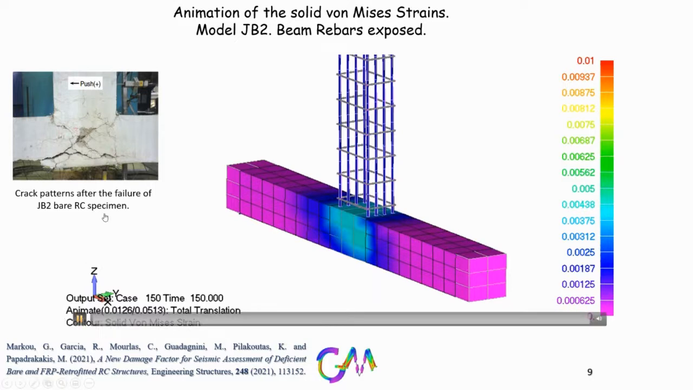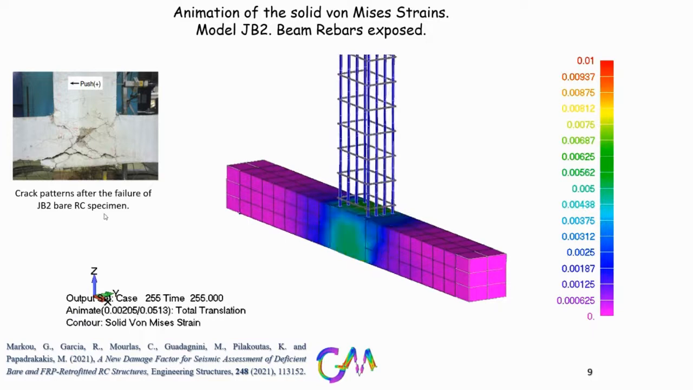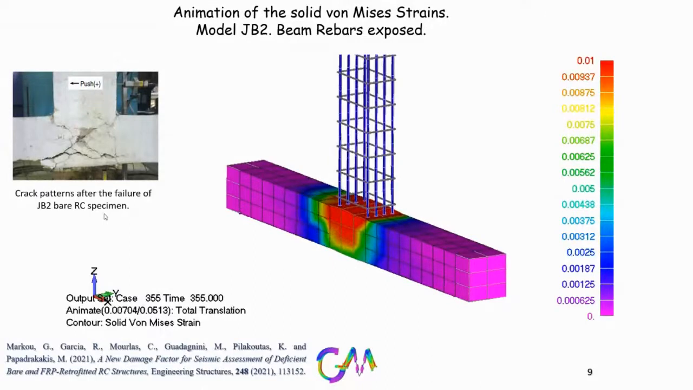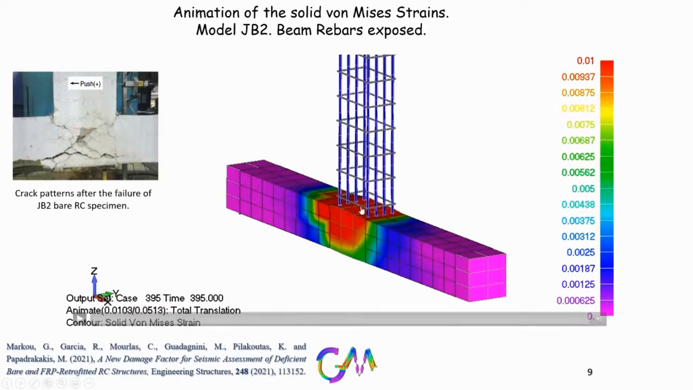Now, this is the animation of the solid von Mises strains as it resulted from the numerical analysis. As you can see, I deactivated the hexahedral elements of the beam, which is the perpendicular structural member in this case. And of course, you can see the damage development within the joint as it was predicted from the nonlinear numerical cyclic analysis. And of course, the embedded rebars and their deformation, these are the 4 Ø16 at the top and bottom, and the Ø8 stirrups that were used for shear strengthening of this specimen. And of course, these are the results as they derive from Rincon and Fair.